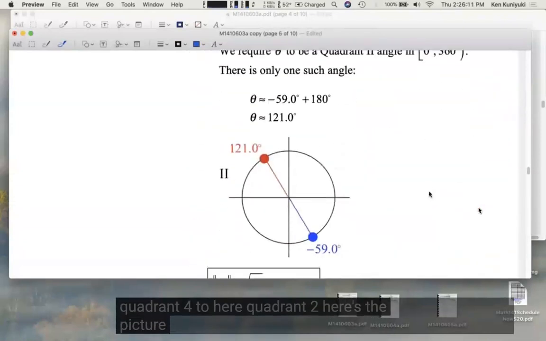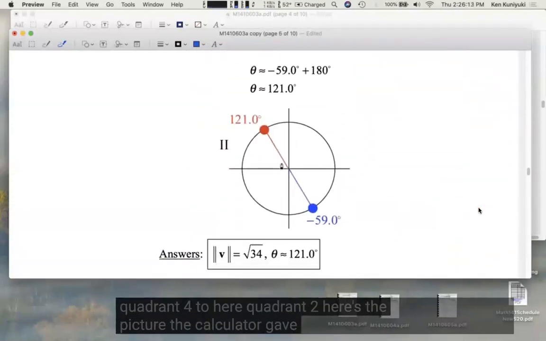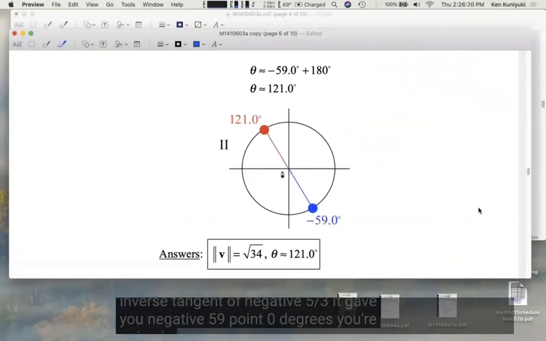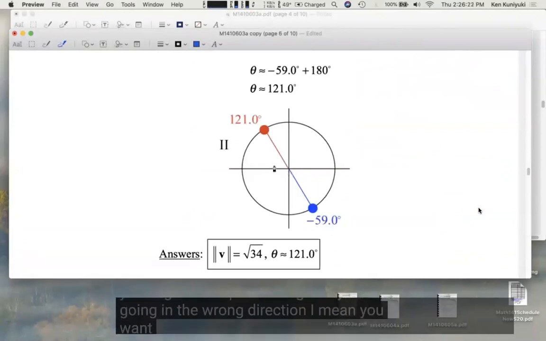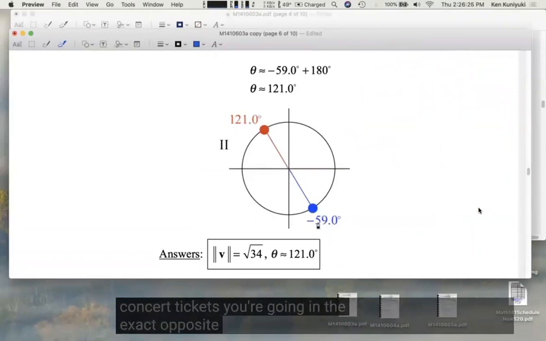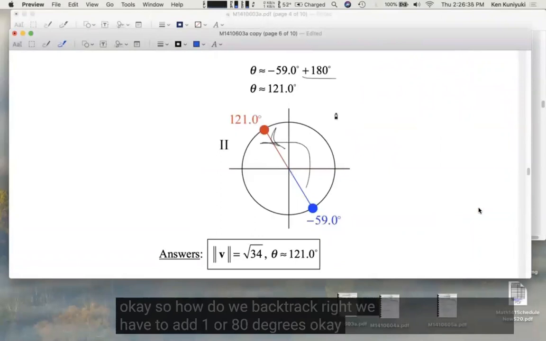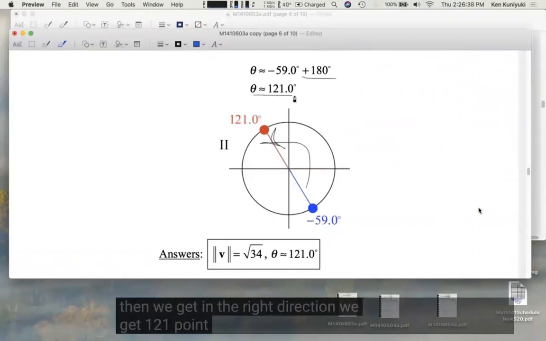Here's the picture. The calculator gave you, for inverse tangent of negative 5/3, negative 59.0 degrees. You're going in the wrong direction. I mean, you want to go in this direction to get your concert tickets. You're going in the exact opposite direction. You're making things worse. You're going to have to backtrack. So how do we backtrack, right? We have to add 180 degrees, and then we get in the right direction, we get 121.0 degrees to the nearest tenth of a degree.